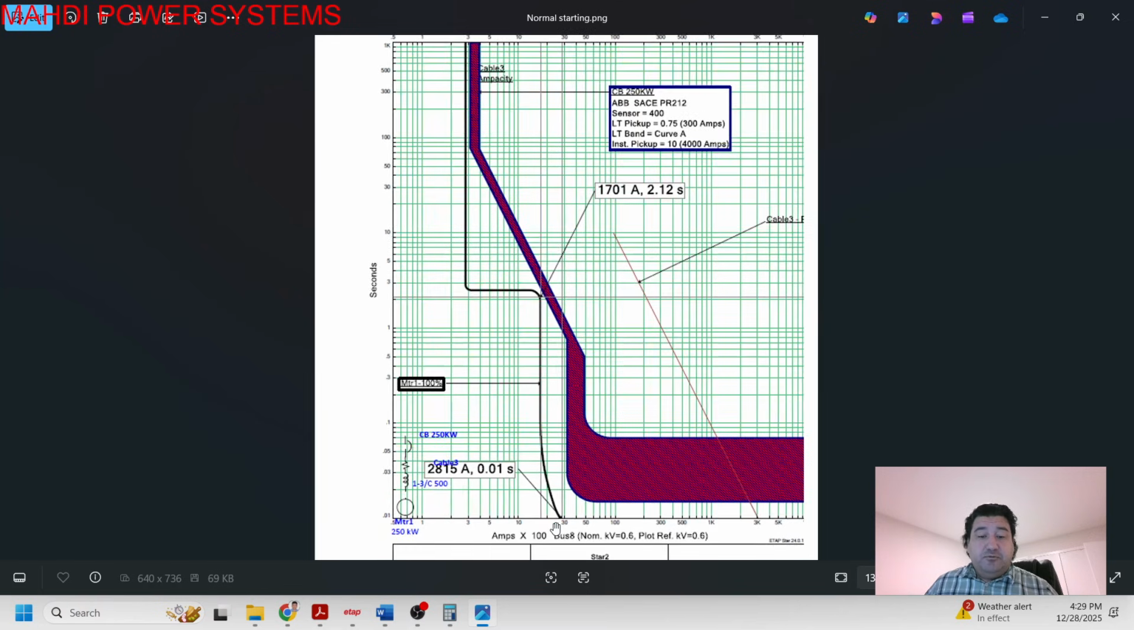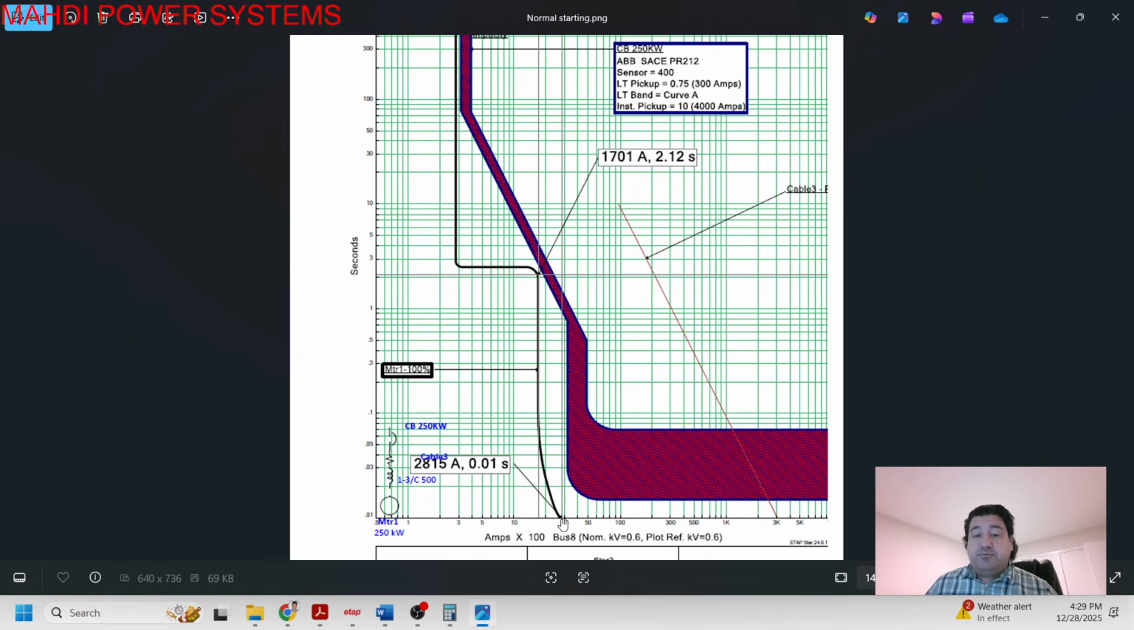Let's review the previous video. This is the inrush point. We mentioned this is the inrush point. It took a time of around 20 milliseconds. This is the starting current, and this is the starting time. If you see here, it is in seconds. After the inrush current, we have the starting current. This is the time of starting, and then it goes to the operating part. Operating means normal operation.